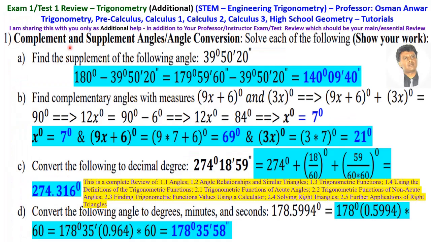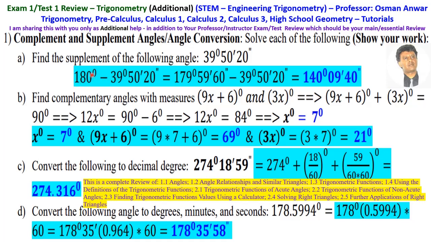Number 1 is complement and supplement angles. A is find supplement of the following angle: 39 degree, 50 minute and 20 second. Two angles are supplement to each other when they add up to 180. So two supplement angles, basically they add up to 180. So this means to find the other angle that is supplement to this angle, you need to subtract this angle from 180 degree.